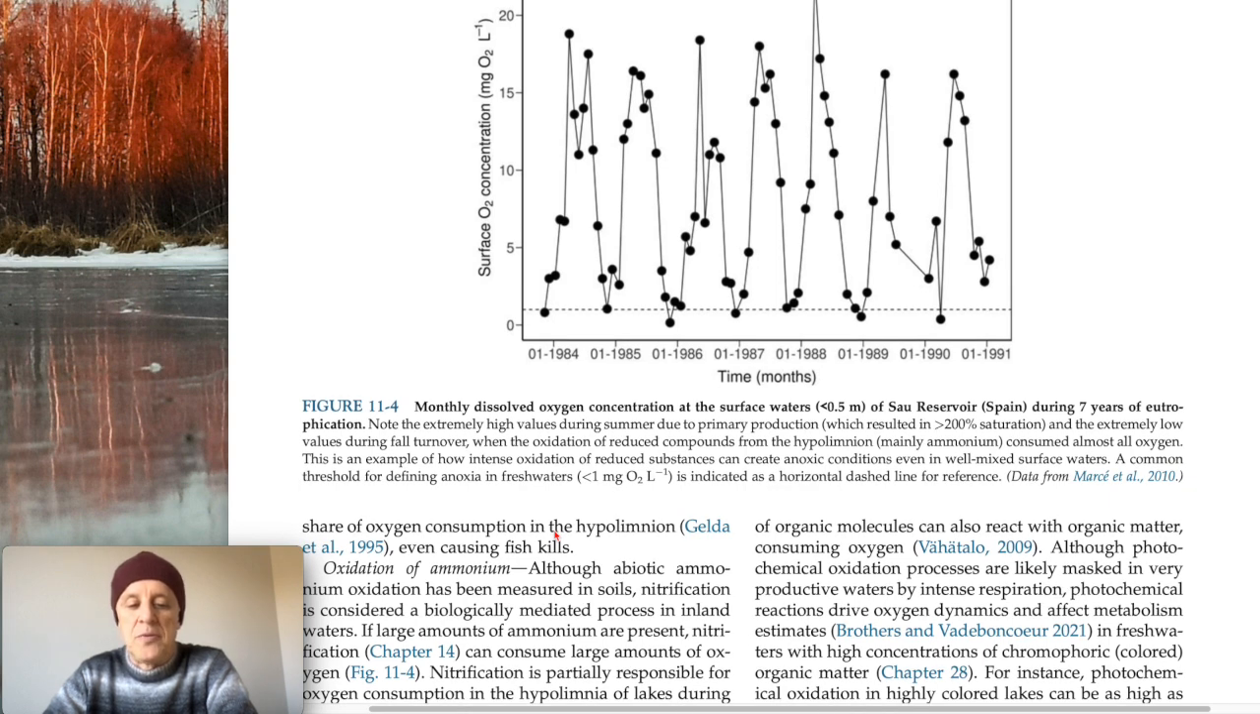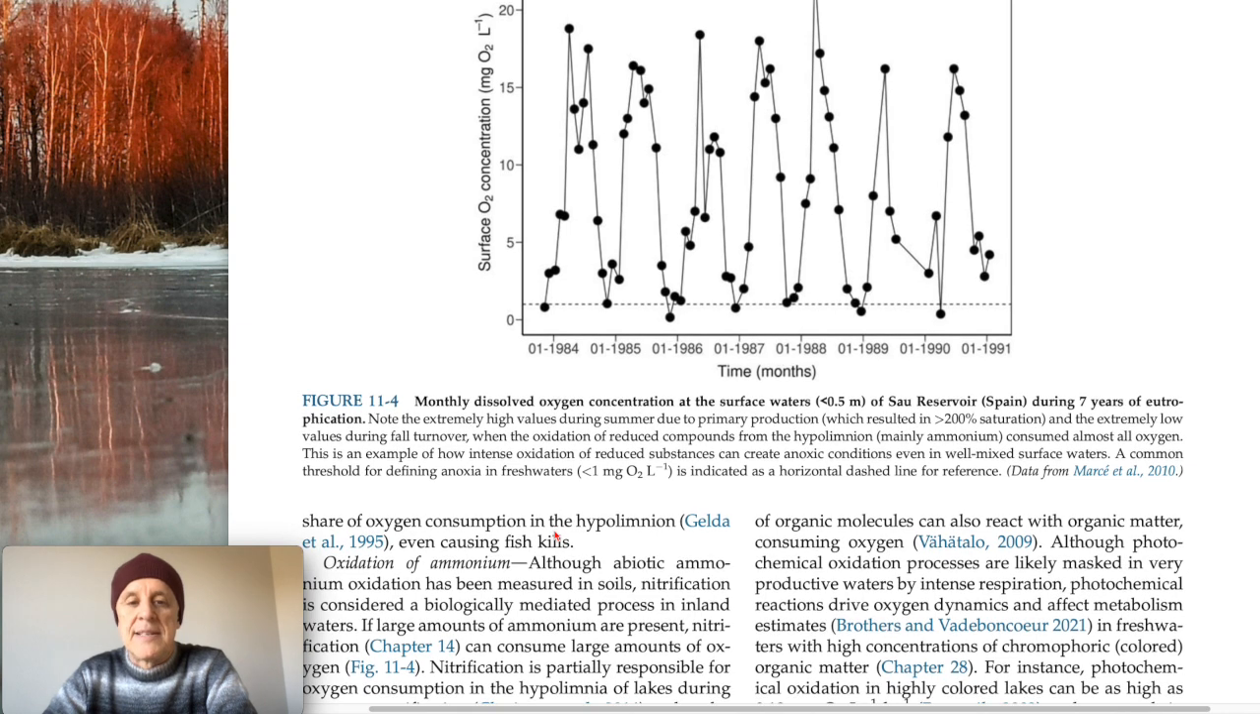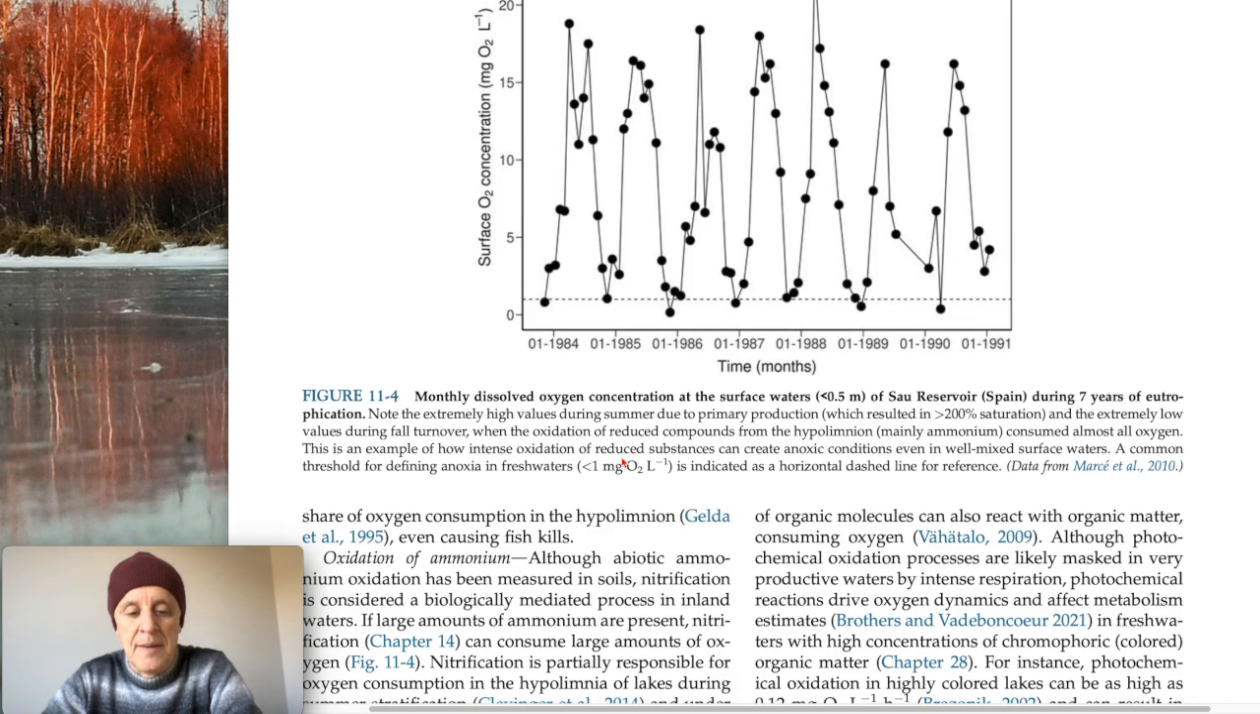A common threshold for defining anoxia in freshwater is less than 1 milligram of oxygen per liter. It is indicated as a horizontal dashed line for reference. So this is the horizontal dashed line, and below that we're dealing with anoxia, pretty much the absence of oxygen, or pretty close to it.